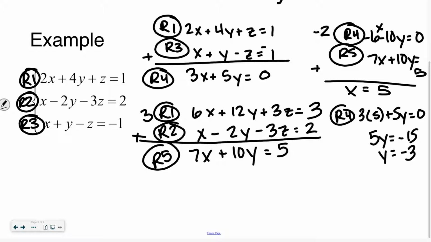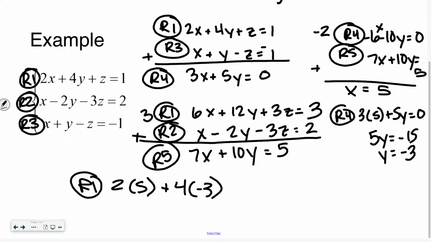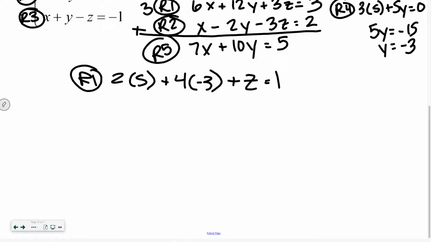Z. So I usually try to pick my equation wisely. When I look at row 1, row 2, row 3, I'm going to go ahead and plug into row 1. It's got small coefficients, and also z is positive 1, so when I move the other things to the other side, I'll have z right away. I'm going to do row 1: 2 times 5 plus 4 times negative 3 plus z equals 1. So I'm plugging in my x and my y value.